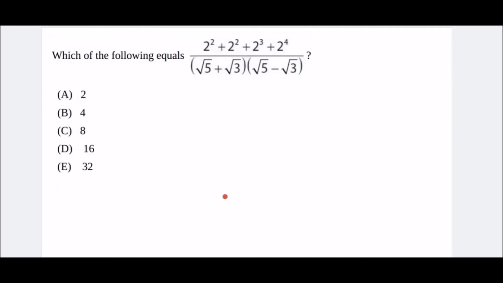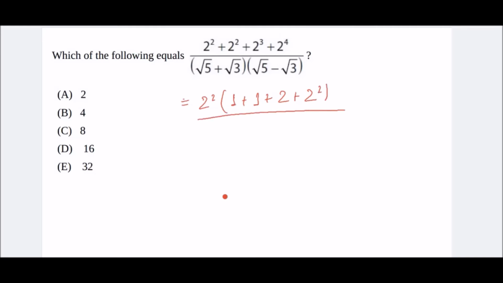Next question is, which of the following equals this expression? So first we will solve this. In the numerator, see the minimum power is 2 square, right? So we'll take that common. 2 square, that will become 1 plus 1. Here it will remain 2, and here 2 square.